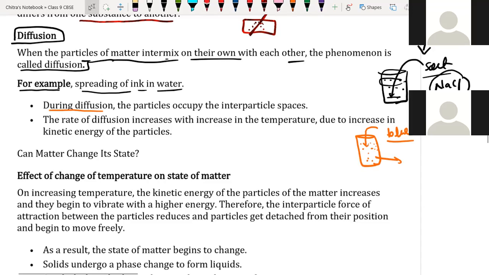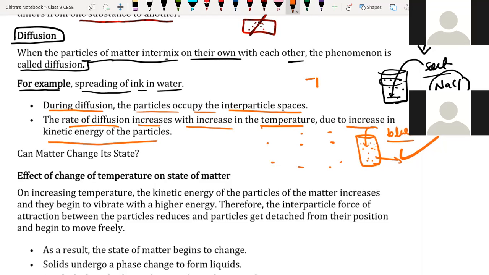During diffusion, the particles occupy interparticle space. That means all the particles of the blue ink will occupy the space between them, that means they are going to distribute uniformly throughout the solution. The rate of diffusion increases with increase in temperature due to increase in kinetic energy of the particles. If we increase the temperature, particles will absorb more energy, so their energy level will increase, and due to that they will move fast. Their kinetic energy will increase, and due to that their rate of diffusion will be faster.